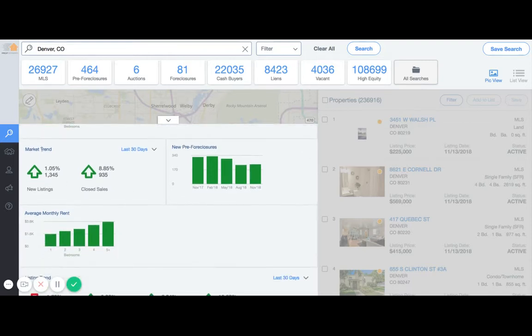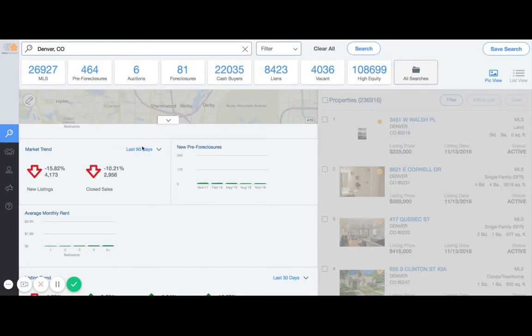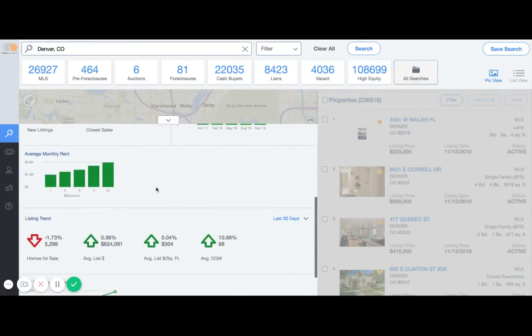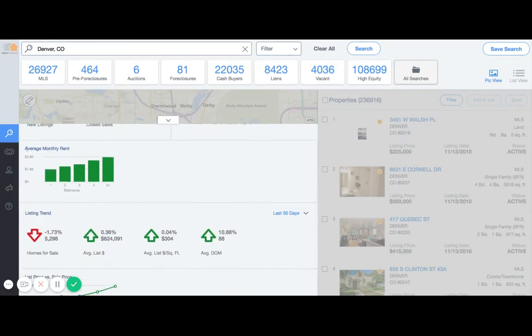We can even see the market trend over here, and we can even change it. See last 30 days, last 90 days, last 6 months, or even the last year. We can see that the market trend in Colorado has gone down. So we see new listings 17,000, closed sales were around 9,000. Let's go back to last 90 days, see what it's been like. We can see new pre-foreclosures. We even see the trend of average monthly rent by bedrooms as well.